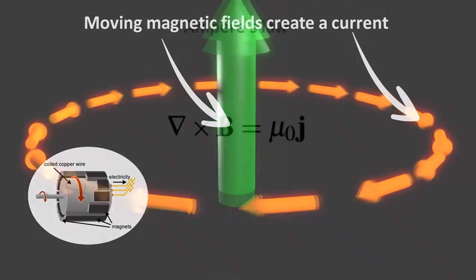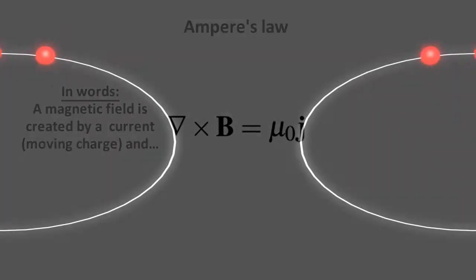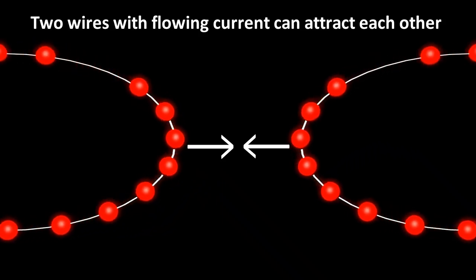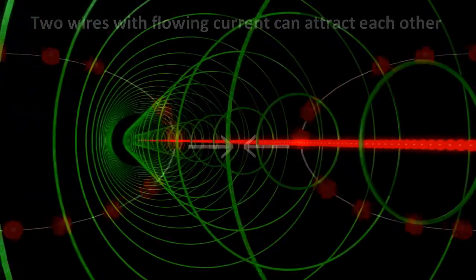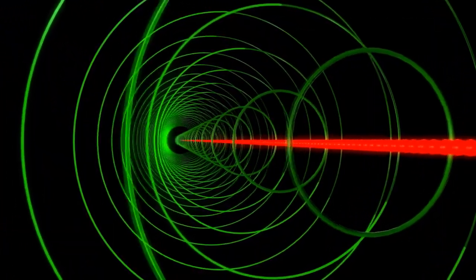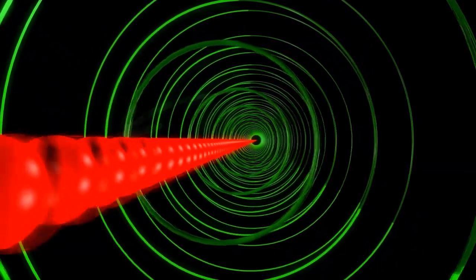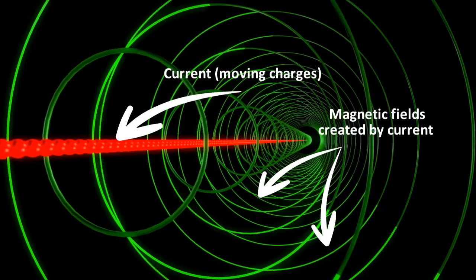The fourth equation is Ampere's law. It basically says that if you have a moving charge through a wire, or an electrical current, you generate a magnetic field. In other words, two wires can be attracted to each other if they have current flowing through them. The equation will tell you how strong the magnetic field would be. So if you have a given current flowing through a wire, let's say 1 amp, and you are 1 meter away, how strong would the magnetic field be at that point?